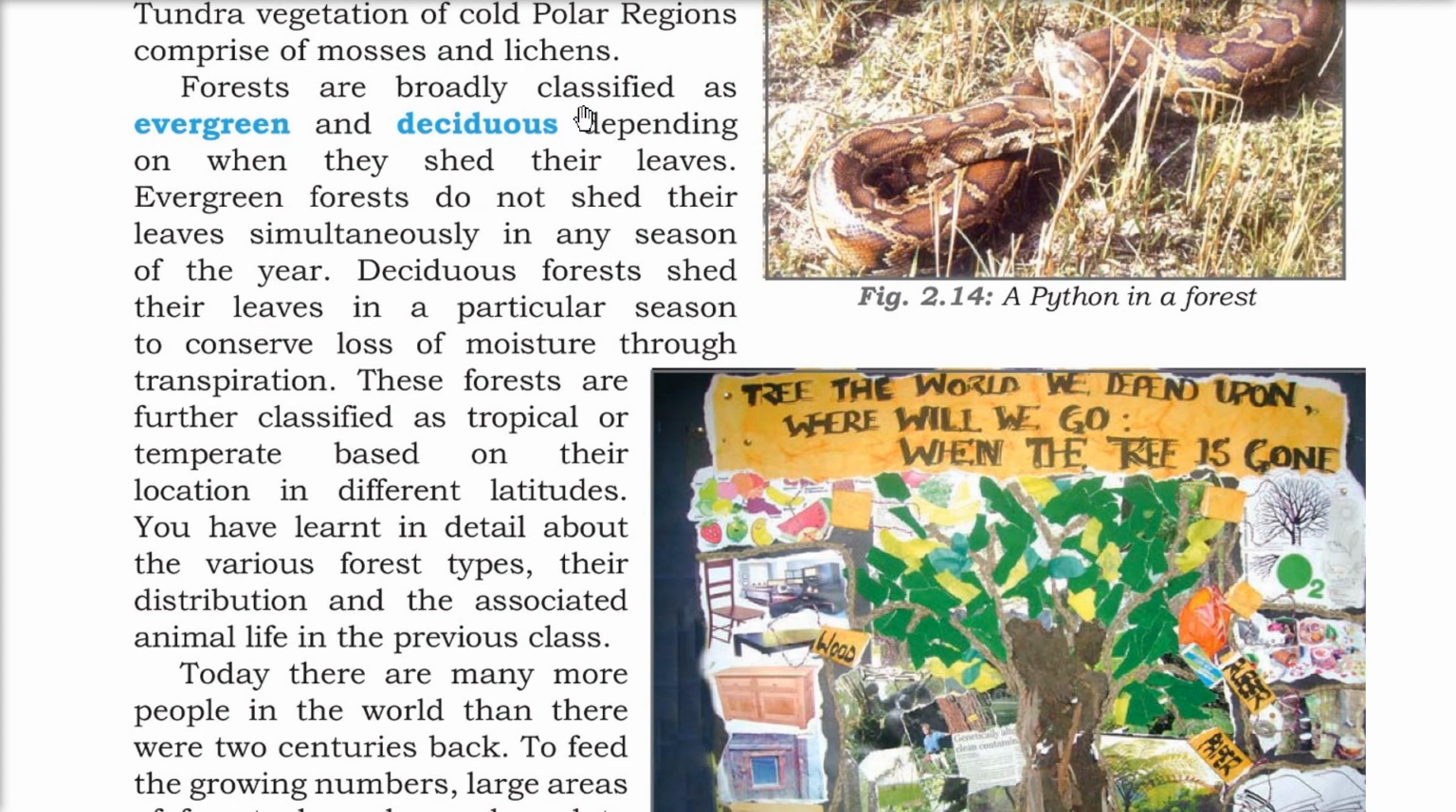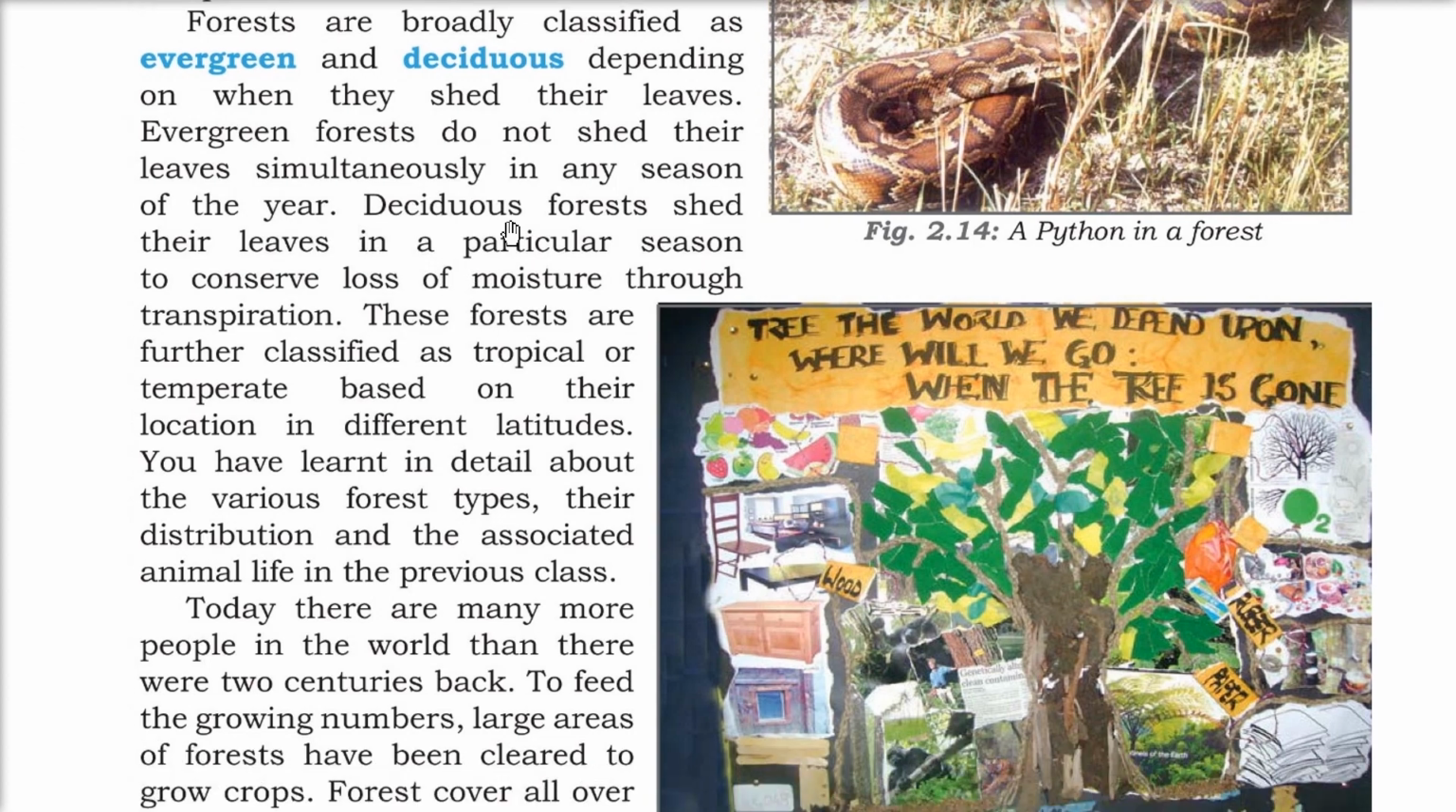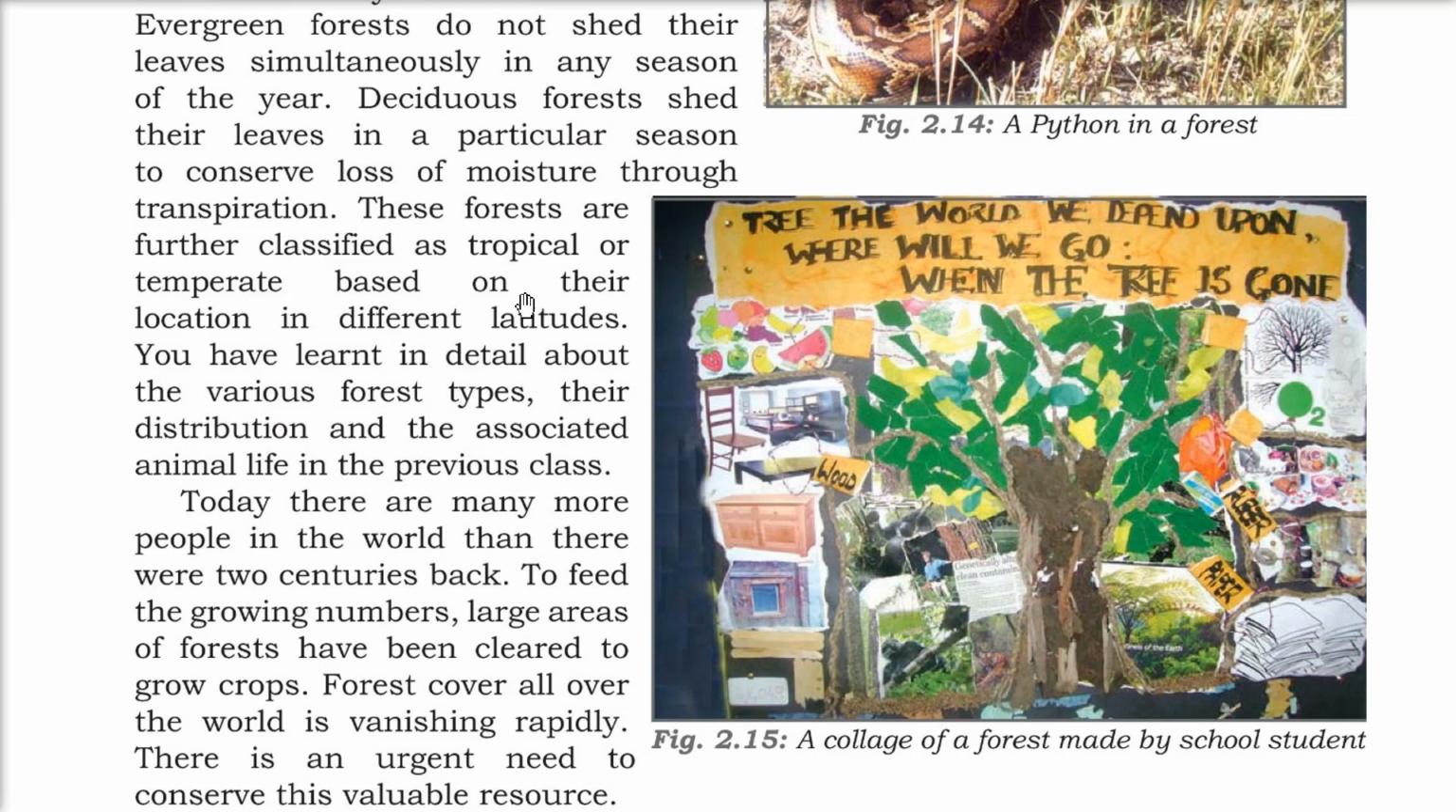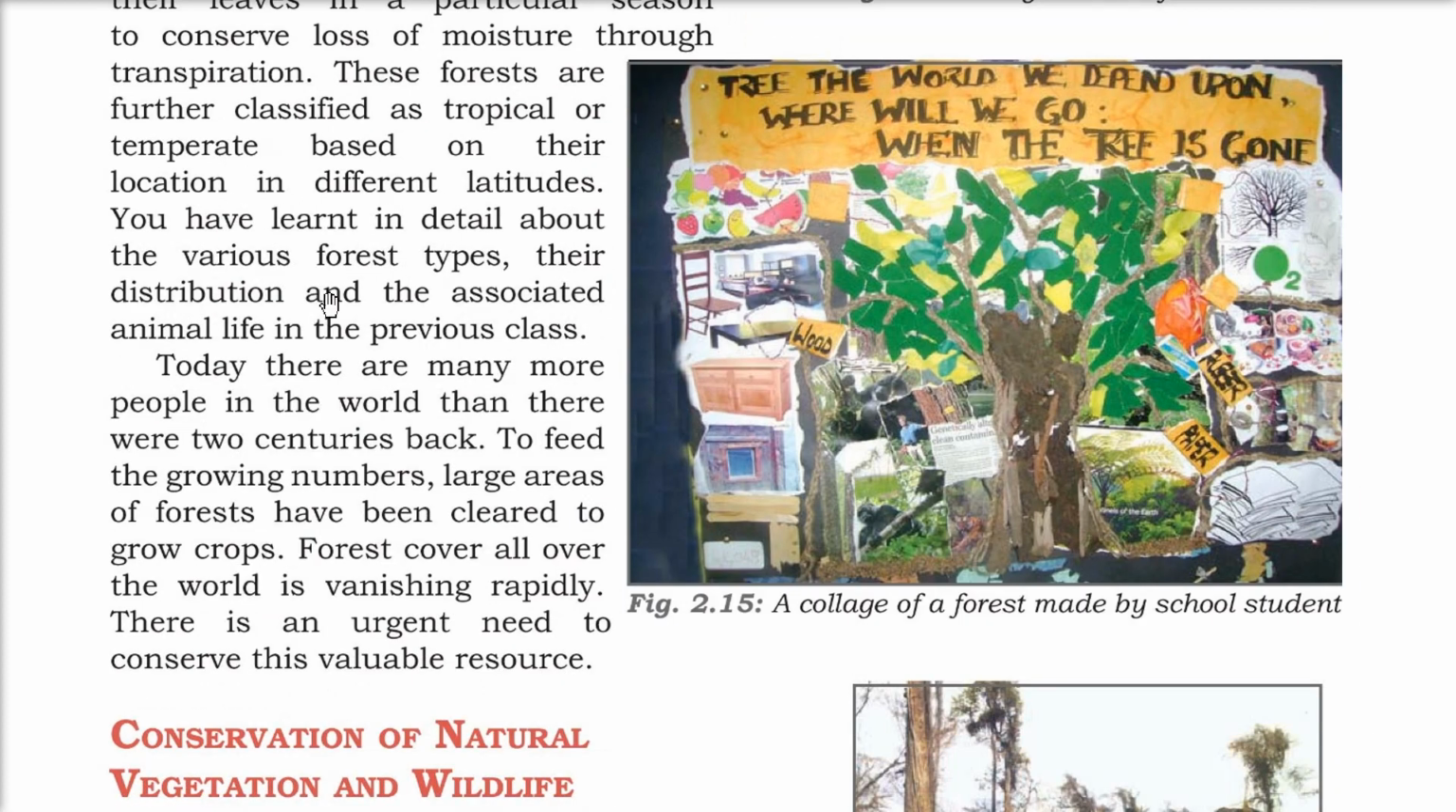Forests are broadly classified, as we have already seen, as evergreen and deciduous. Evergreen forests do not shed their leaves simultaneously in any season of the year because water supply is there, not in very good amount but still there. But deciduous forests shed their leaves in a particular season. Why? Because there is no water, or they want to conserve the loss of moisture through transpiration. You can also further classify these forests as tropical and temperate, depending on the latitude and location. We have already talked about this.